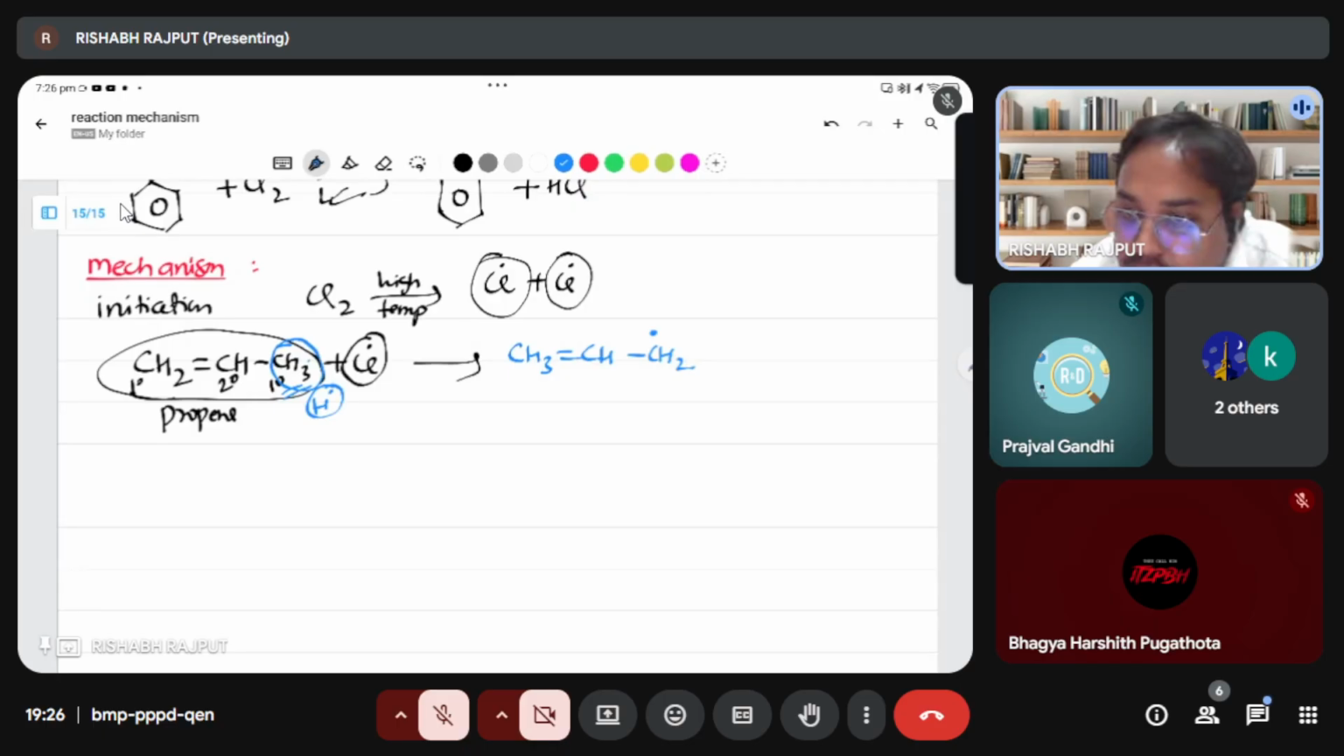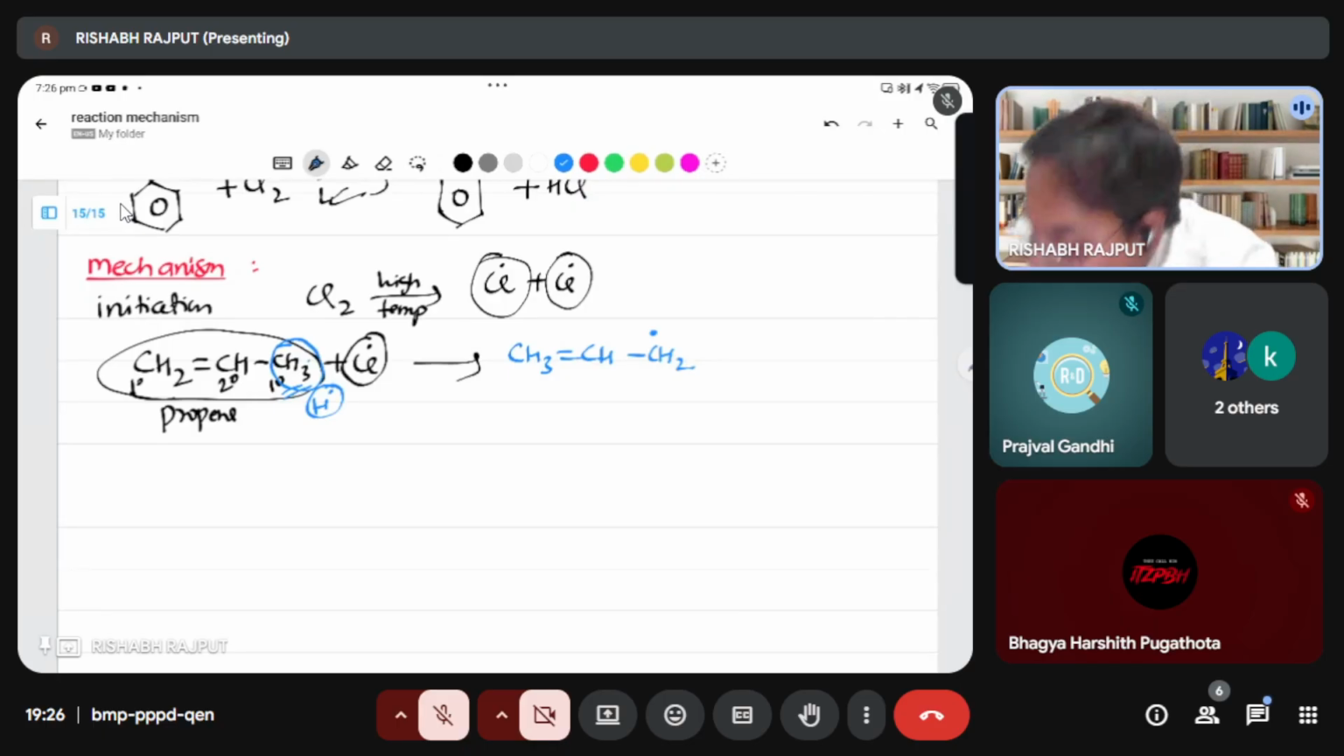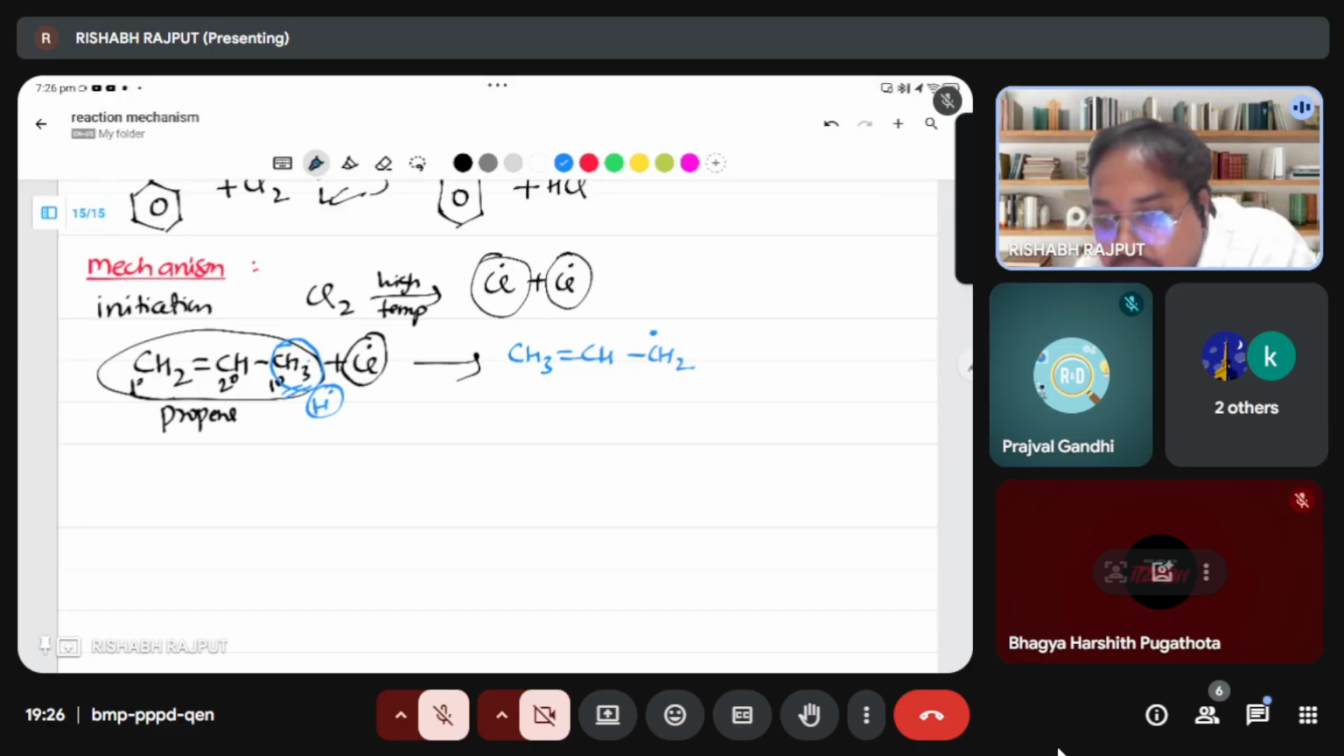Hydrogen will take their own electrons. Because of that, carbon has one electron on the side. Now what happens? You can say, sir, a 2 degree carbon free radical is also very stable, but why is it not forming? Why is that the question here?